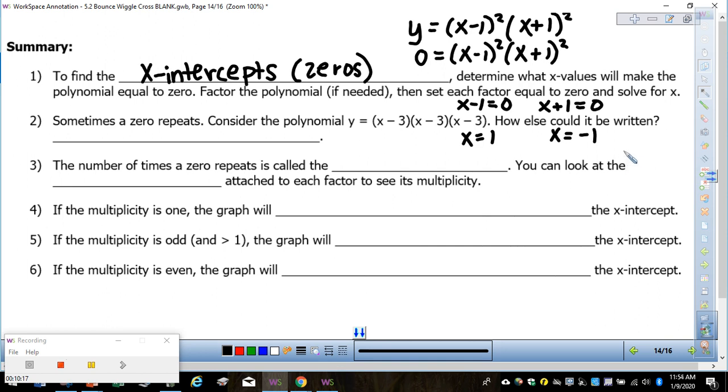Okay, let's look at number 2. Sometimes a 0 repeats. Let's say you had the polynomial x minus 3 times x minus 3 times x minus 3. Another way to write that would be y equals the quantity x minus 3 cubed with an exponent. And so the number of times that a 0 repeats is called the multiplicity.